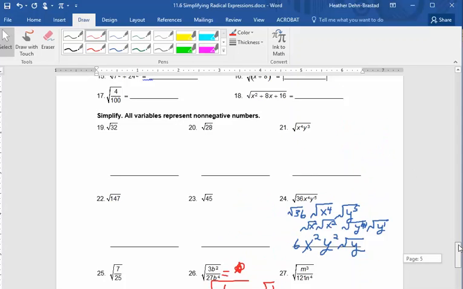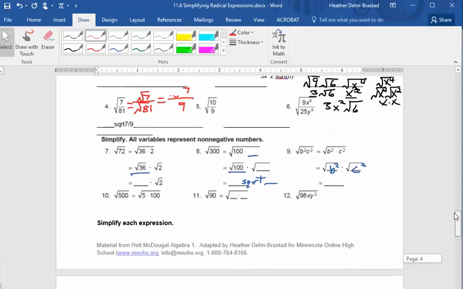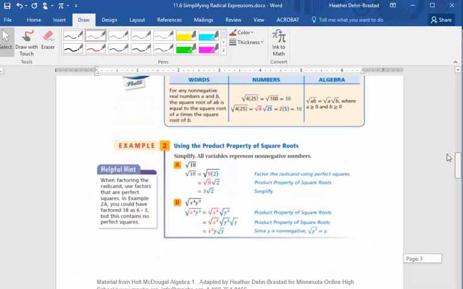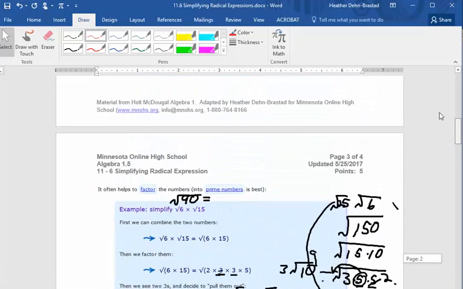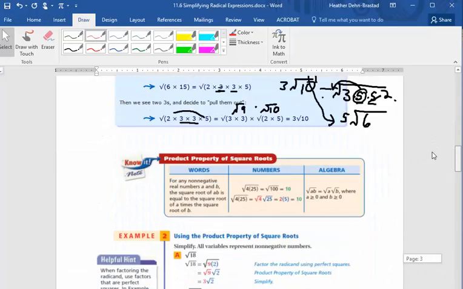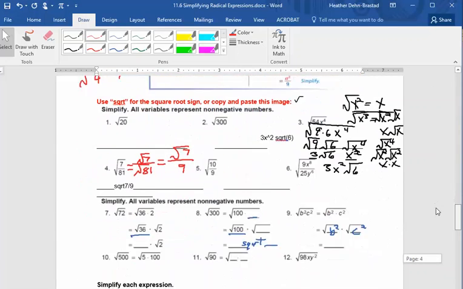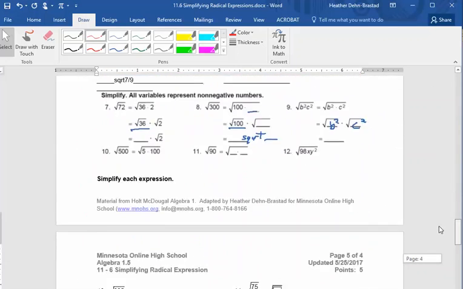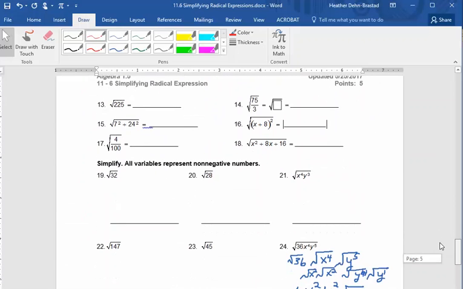Okay, one more type of problem to look at, and there's only a couple like this on the worksheet. But if you have something that can be factored, then factor it, and if it's a perfect square, then you can take the square root of it. I thought I saw one like this. Oh, number 16. 16 is x plus 8 squared. And if you take the square root of anything that is squared, then all you have is x plus 8 for your answer. And that's similar to number 18.